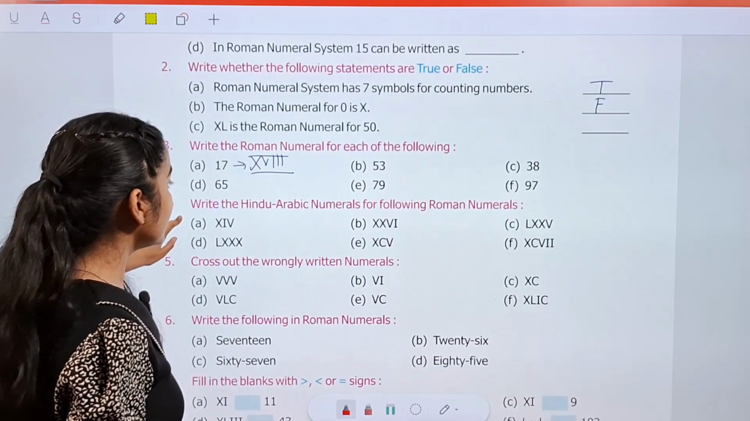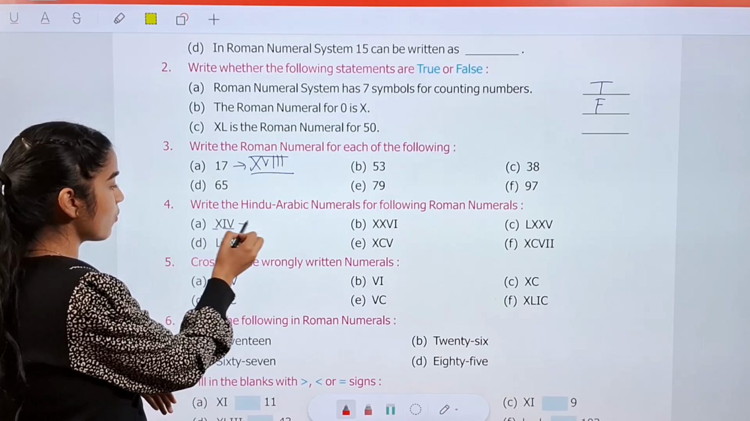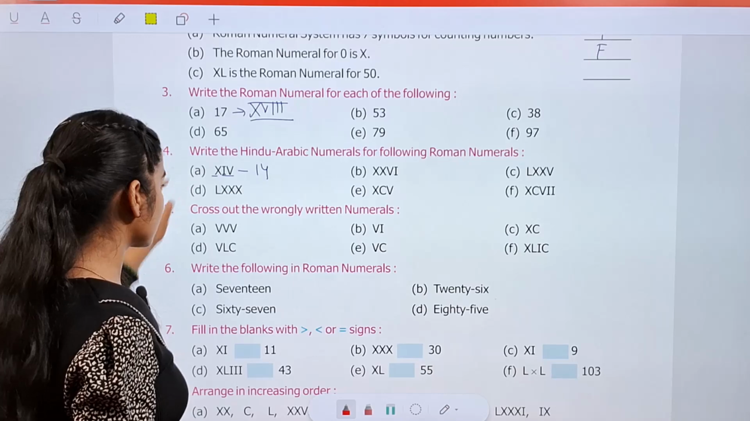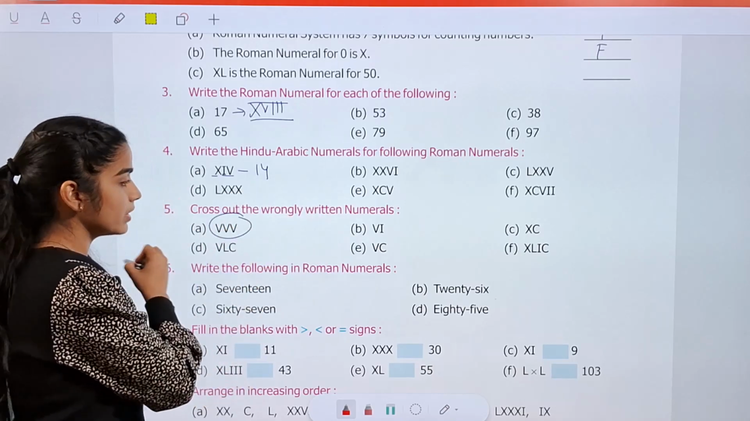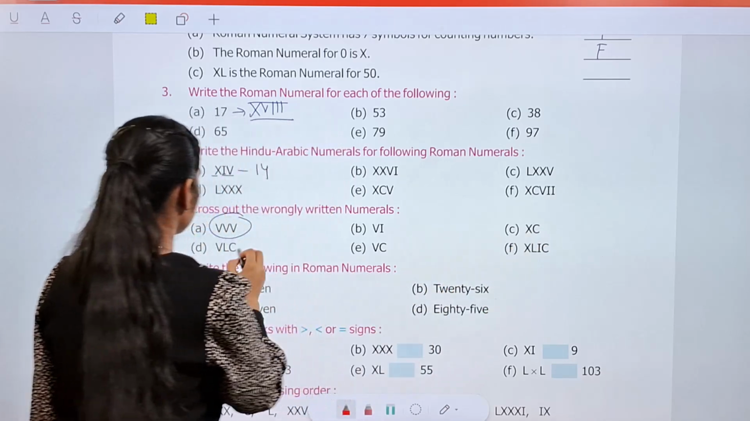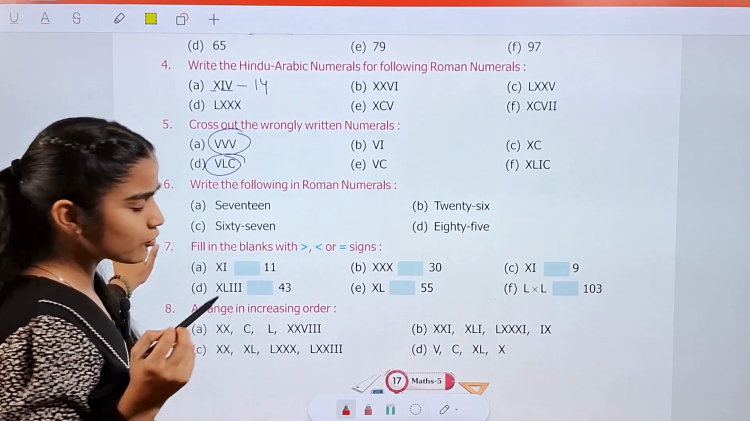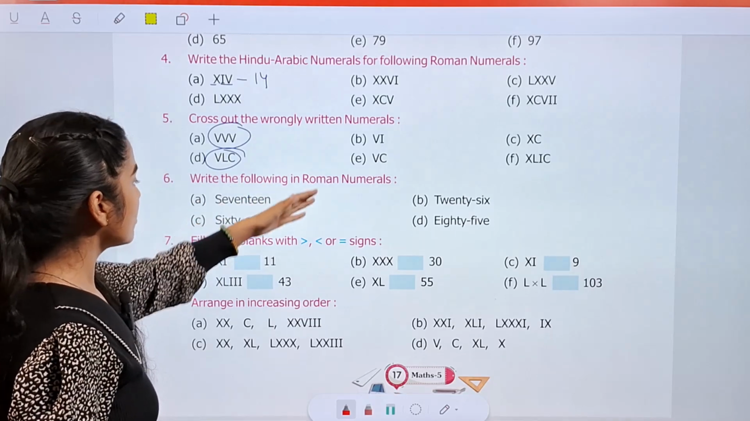Write the Hindu-Arabic numerals for the Roman numbers. So this is 10 and then 4, so this is 14, right? So you have to write the rest of these like this. Cross out the wrongly written numerals. So you have to see this is the wrong way, this is right, this is I think right, so this is also wrong. You have to find out the incorrect one and then circle it out.